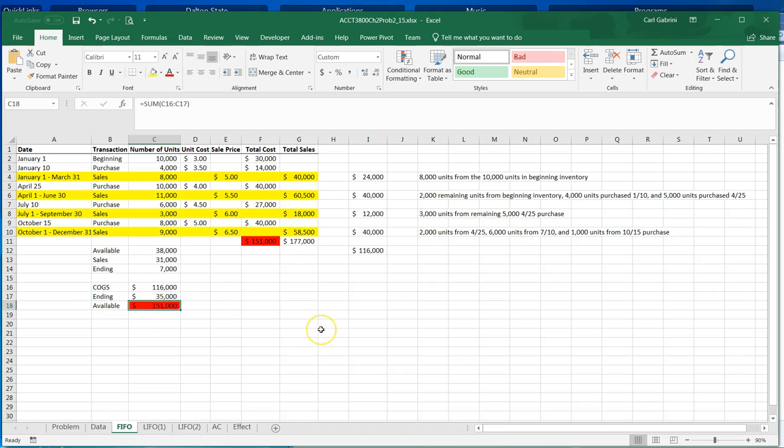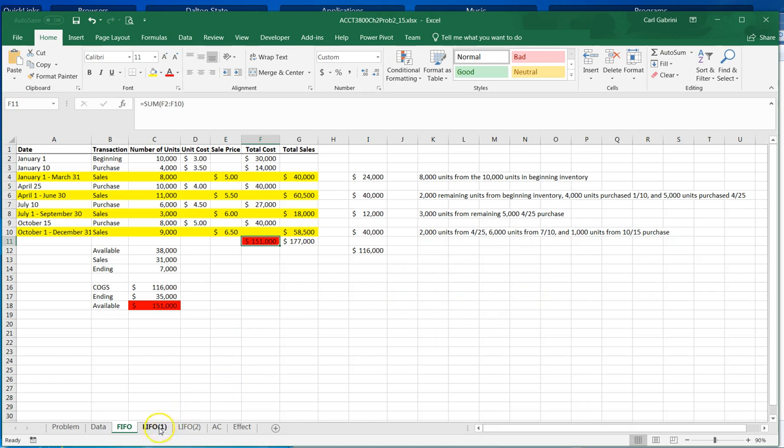The total available, when we add those together, is $151,000, which matches our total cost for all of the items purchased, $151,000. So we've accounted for everything that we need to account for. And so that's FIFO, first in, first out.